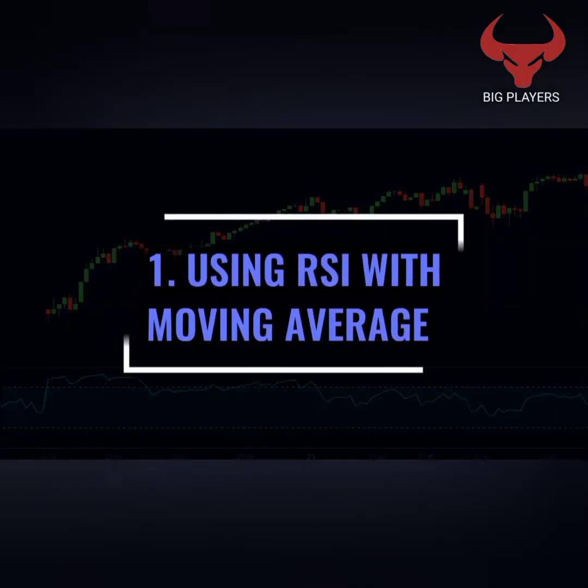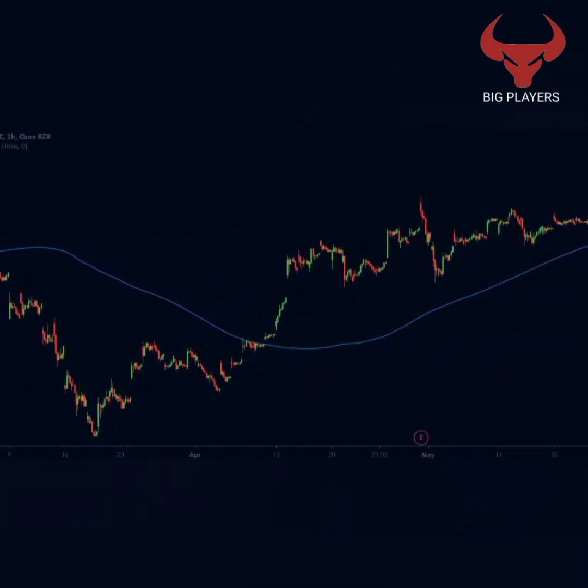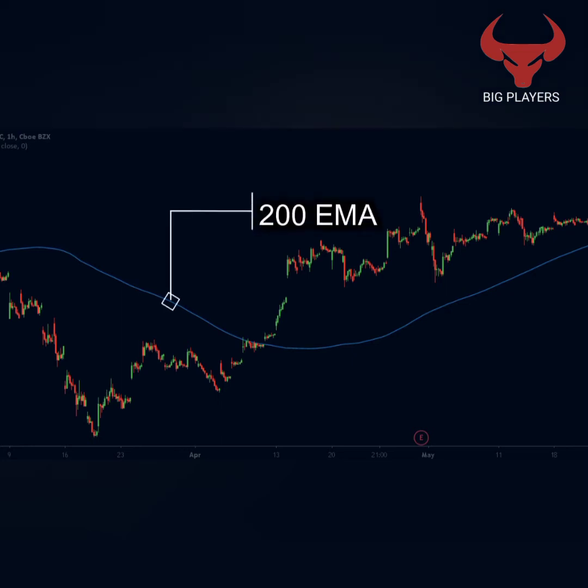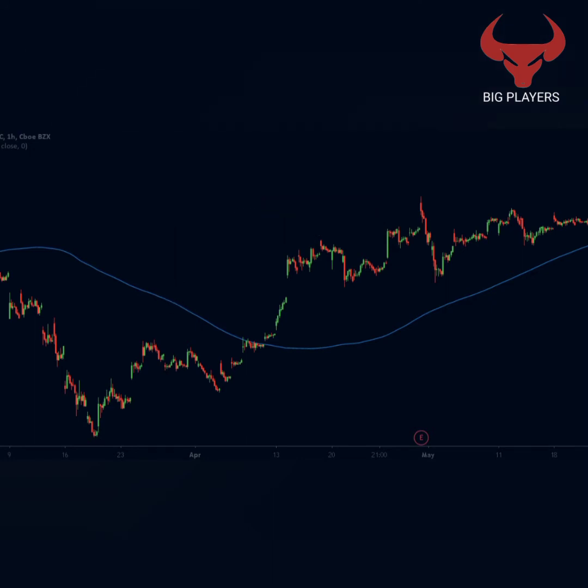Strategy number 1. Use RSI with moving average. Simply buying at oversold levels and selling at overbought levels cannot be profitable. But we can add more filters to this and develop a good trading strategy. For example, let us use a simple 200 period moving average. This will help us in identifying the trend of the market.